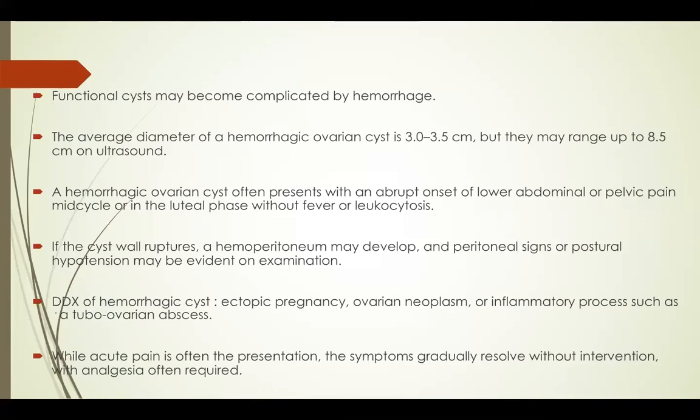For differential diagnosis in this age group, we have to raise suspicion of an ectopic pregnancy and an inflammatory process like tubo-ovarian abscess, because at this age they become sexually active. Also, we have to keep in mind ovarian neoplasm. Although hemorrhagic cysts can present with pain, they gradually resolve without any intervention, especially if the patient is hemodynamically stable. No need for any intervention, and they only require analgesia.